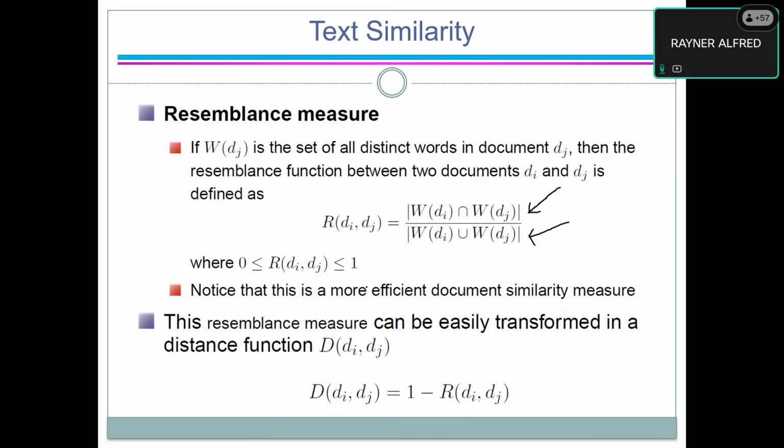So the value will be between 0 and 1, and based on this, we can find the distance by subtracting this percentage from 1. So the smaller the value, the more similar they are.